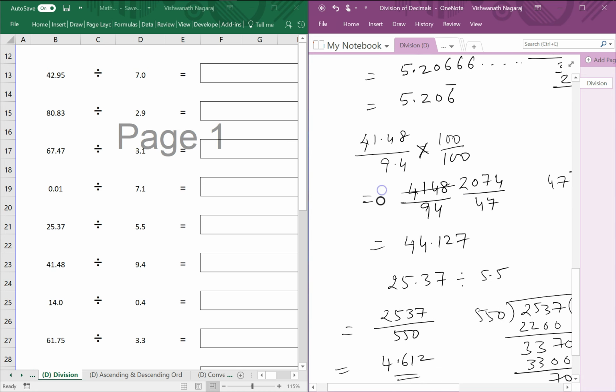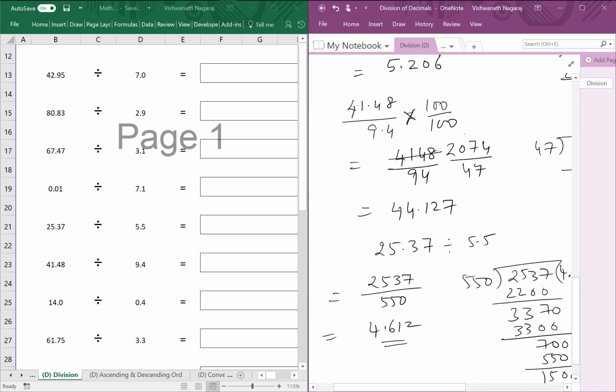Look at the integer parts. 9 4s are 36, 9 5s are 45. Okay, 9 4s are 36. It should be somewhere 4. Now, see here. This is very wrong. If I just look at the integer part and divide, I get 9 4s are 36. So it should be somewhere near 4, not 44. So we need to see what mistake we might have made.